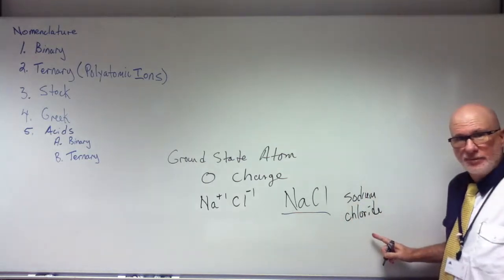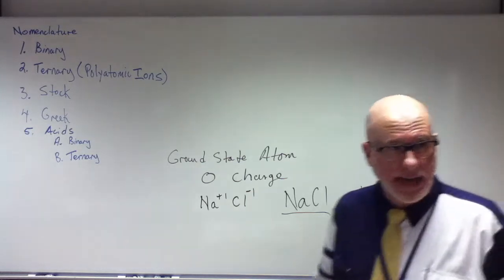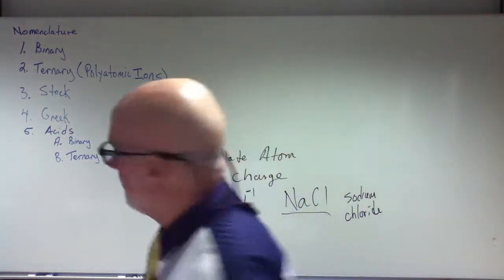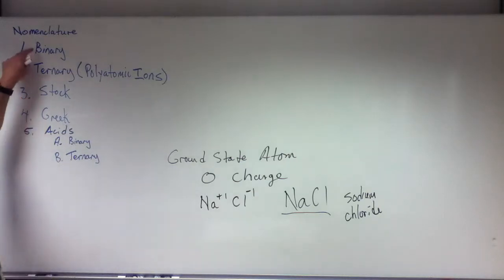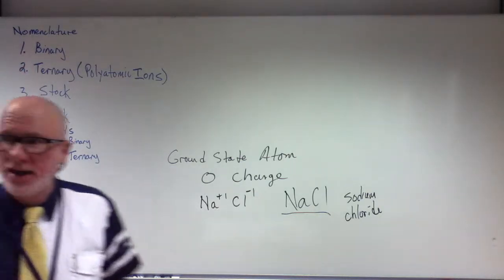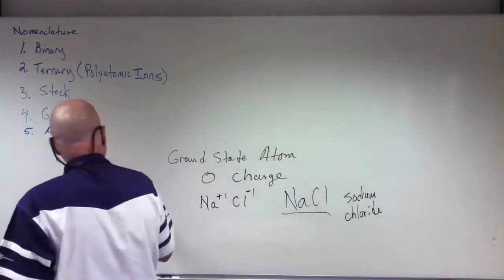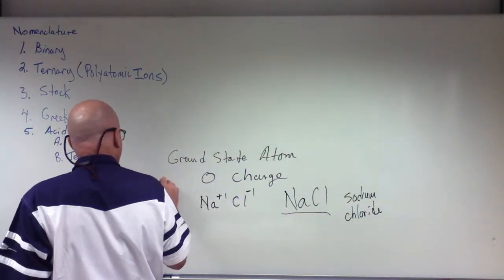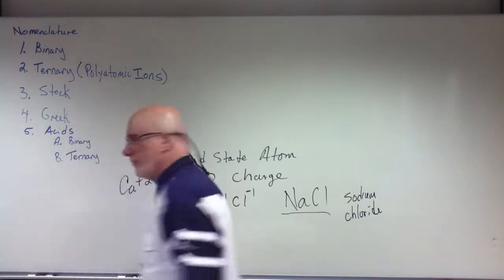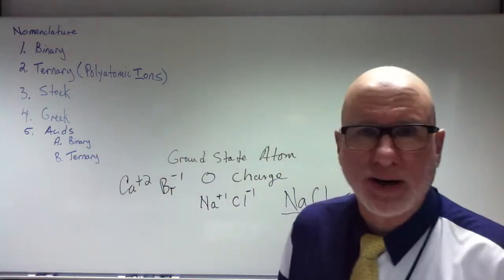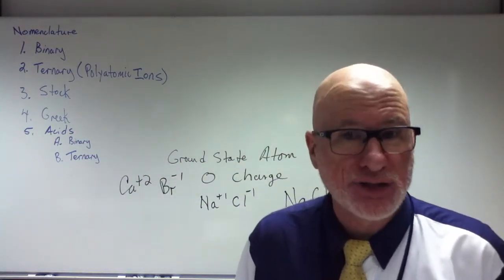Is it there? Okay, sodium chloride, okay? That's it. That's binary nomenclature. Let's take a couple that are a little bit less direct. Let's say calcium +2 and bromine -1. What would be the formula for calcium and bromine, and how would you say the name of it?